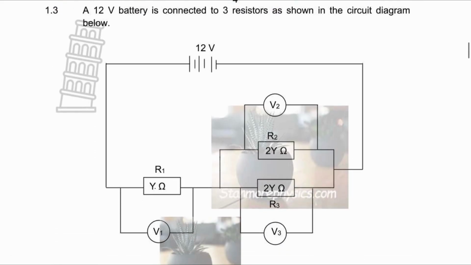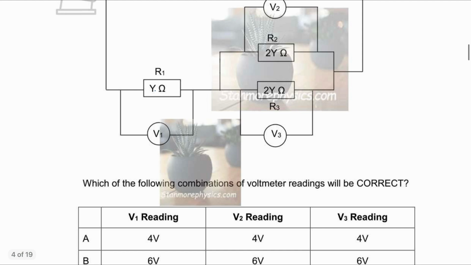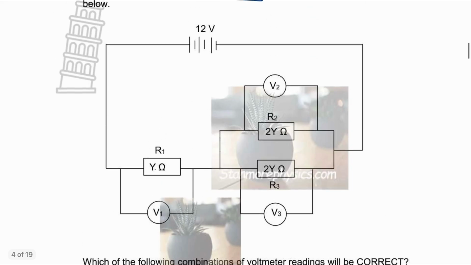Question 1.3, a 12-volt battery is connected to 3 resistors as shown in the circuit diagram below. Which of the following combinations of voltmeter readings will be correct? Now, we have a parallel connection here. So this is in parallel with this. Let's use this color. Now, the resistance of R2 and R3 are both 2Y.